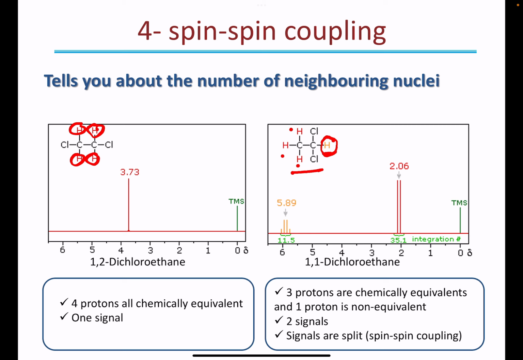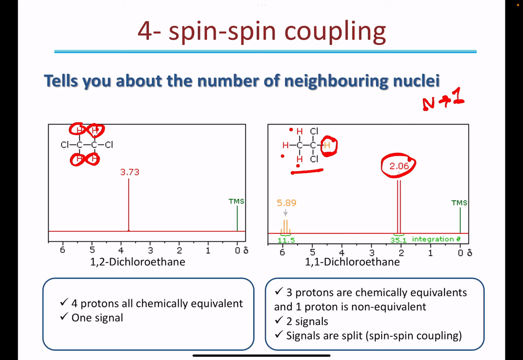And we expect to see the splitting as a doublet because the splitting is actually n plus 1, meaning you need to see how many protons are chemically non-equivalent on the adjacent carbon, and that will split the signal for the other protons with n plus 1, which means the number of these protons plus 1.